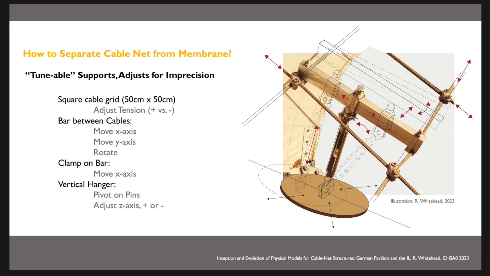Why the lengthy discussion about this? Because you have a square grid that you can adjust the tension to, but then the bar you can move on its X or Y, or rotate it, or pivot it, so that the membrane itself can be tuned so that it stays in tension. And it also means it can work at a slightly different geometry than the cable net if you need it to.